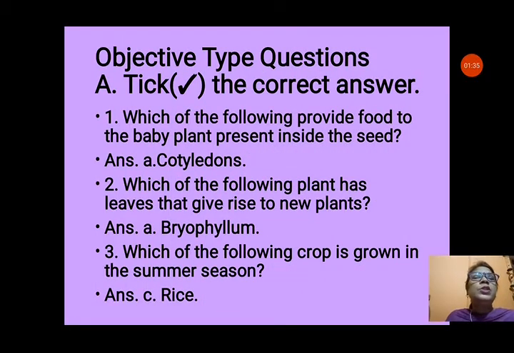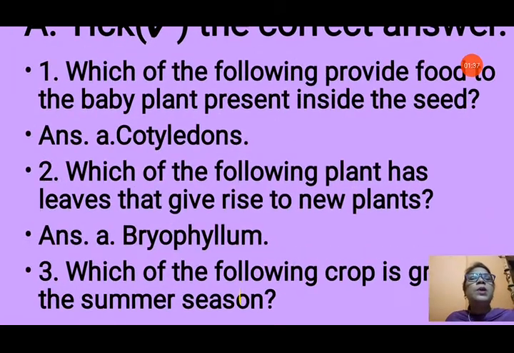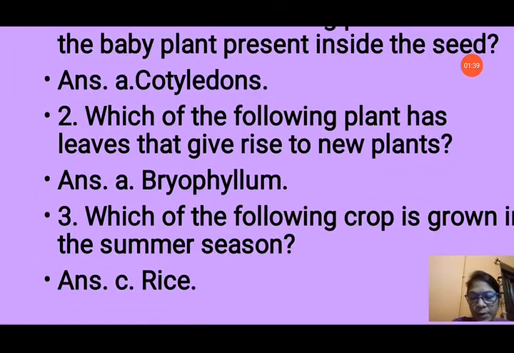Question number 3 is, which of the following crops is grown in summer season? The options are A, jowar, B, wheat, C, rice and D, barley. We know that answer C, rice, is correct because rice is a kharif crop and it is grown in summer season.